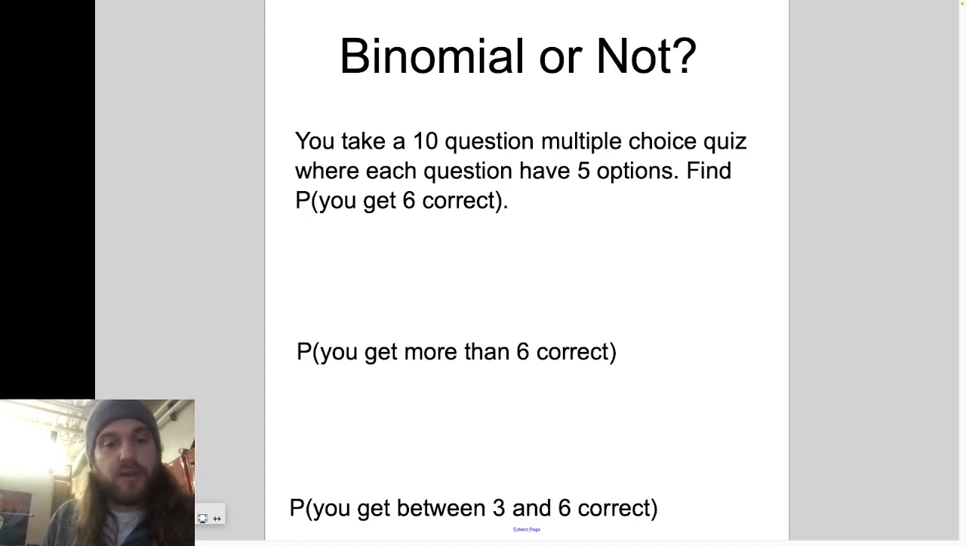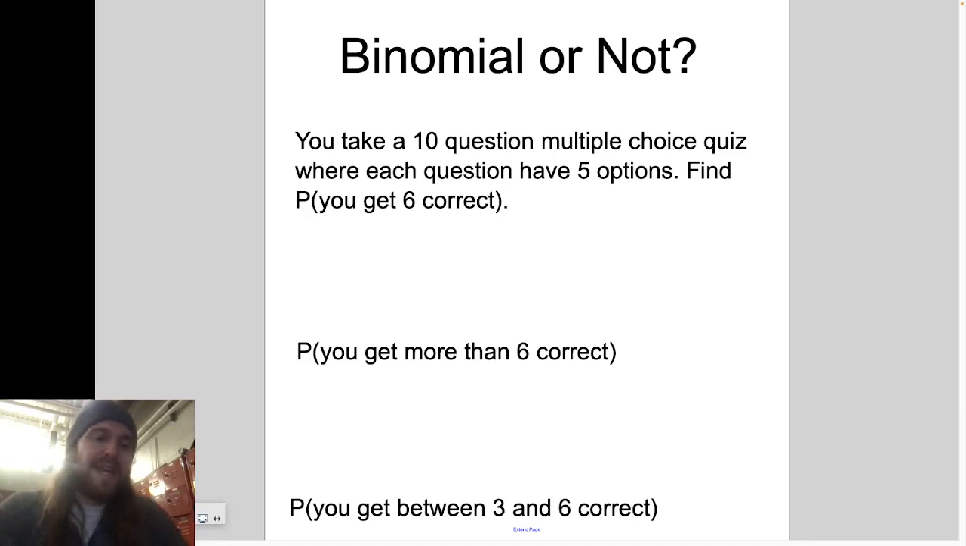Is it a fixed number of trials? Yes. There are only 10 questions, so there are 10 chances for success or failure. Lastly, do they all have the same probability? Yes, because they all have 5 options. So this is a binomial setting, so we can proceed with the binomial setting, and I'm going to show you a quick way to do this. We're almost done. I'll do it by hand, but I want to show you the quick way to do this as well.